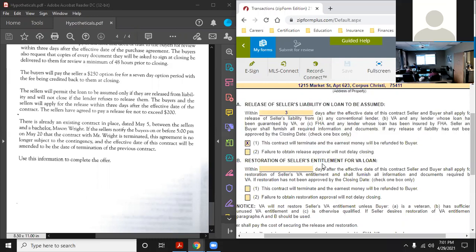This would be, again, how we talk about a veteran, they can only get one VA loan at a time. So if they were to try to buy another house and they were selling their house, they have to go through the process of selling their current property and getting their VA loan restored so that they can purchase their next property with that VA loan, because they can only have one active at a time.